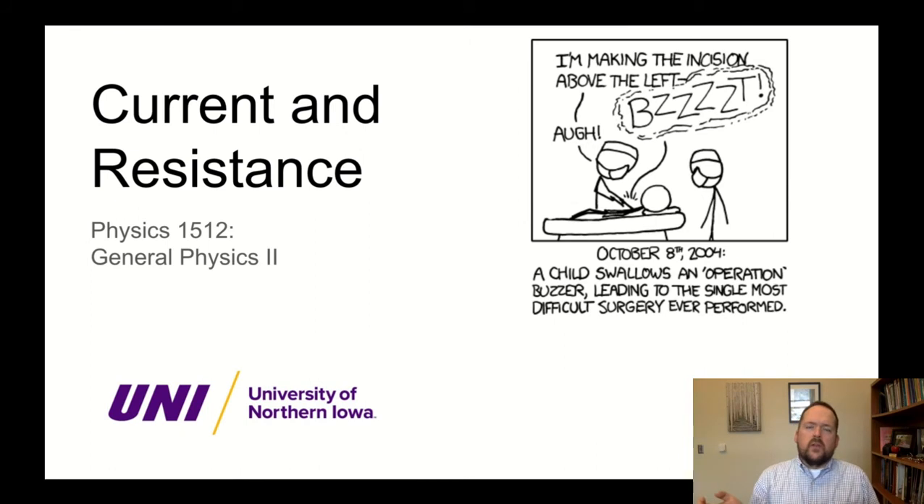Now, as we transition into electric circuits, the big question that we're taking on is what happens when we take these charges, put them in a conducting material, and get them to move in a systematic way? How can we use that to do stuff, to make things happen? Well, in order to understand that, we have to understand two concepts, the concept of electric current and the concept of resistance to the flow of that current.